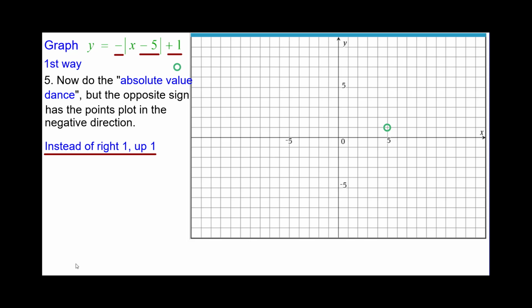So our normal absolute value dance is right 1, up 1, but in our case it's going to be right 1, down 1, because we're going in the opposite direction because of this negative 1 here. Normally right 2, up 2 becomes right 2, down 2, because of the opposite sign again. Right 3, up 3 becomes right 3, down 3. And we suggest that you finish the points on the other side. Press pause to do this and resume when you're ready.